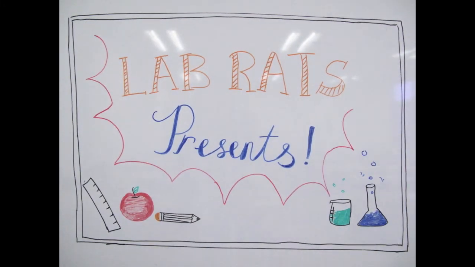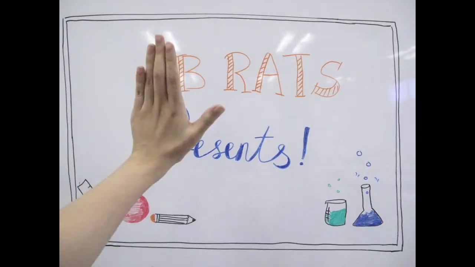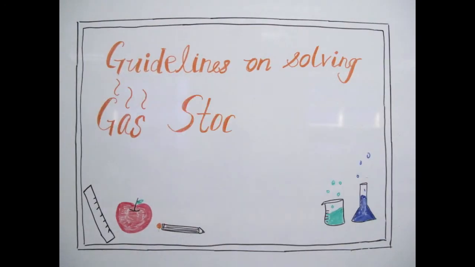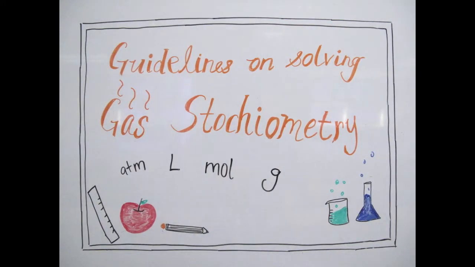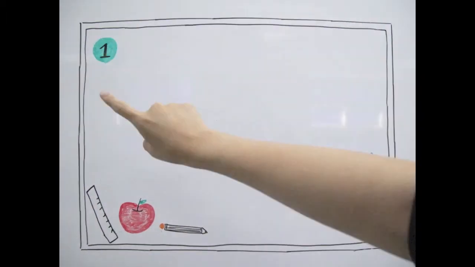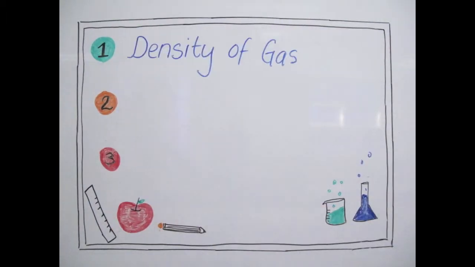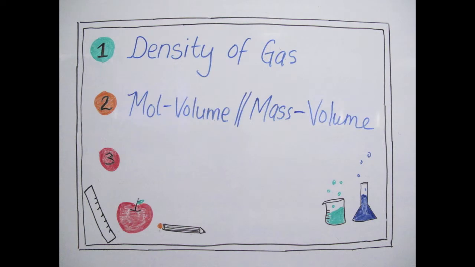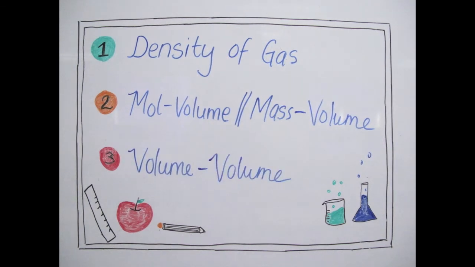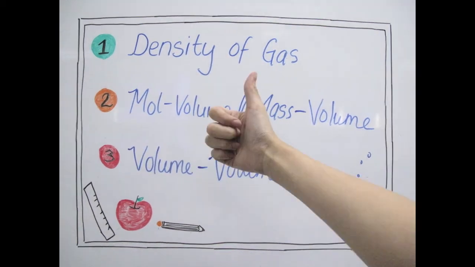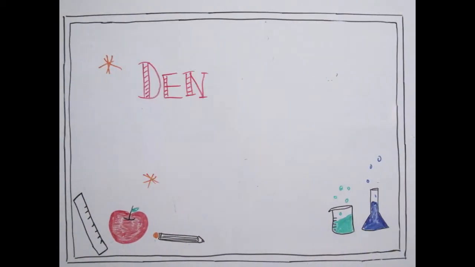Hi everyone, we are Lab Rats and today we're going to show you how to solve gas stoichiometry questions. There are three areas we're focusing on today: density of gas, moles to volume and mass to volume calculations, and volume to volume calculations. So buckle up and let's get started.